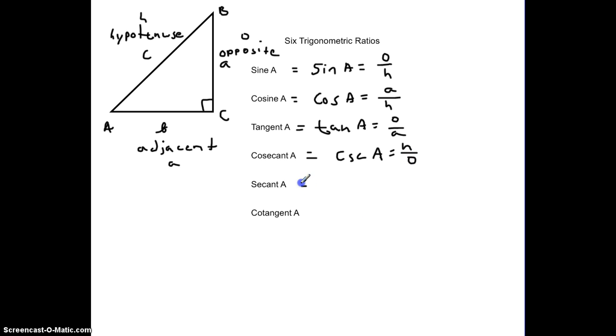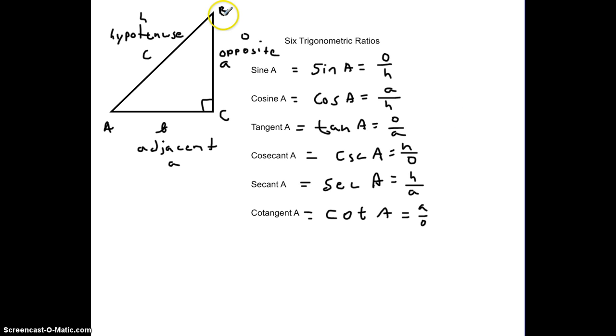And for the secant, we'll abbreviate it SEC. It's the reciprocal function for the cosine, which would be the adjacent over the hypotenuse. So the reciprocal would be the hypotenuse over the adjacent. And for the cotangent, we abbreviate cotangent as COT. So the cotangent of angle A would be the reciprocal of the tangent, which would be the adjacent side over the opposite side. And these are our 6 trig ratios.